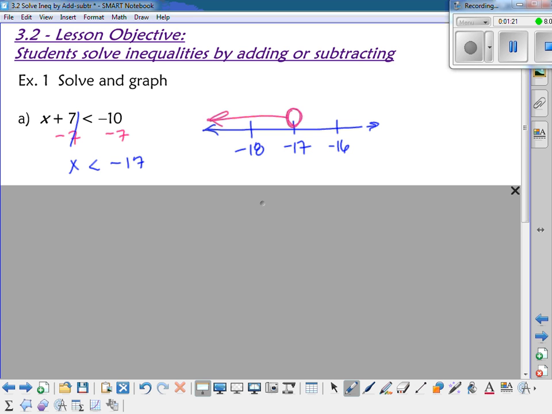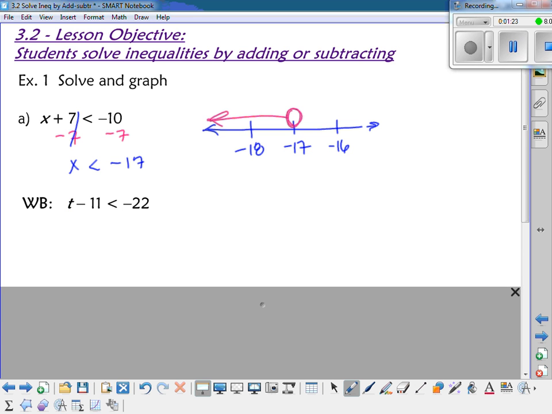All right, on your whiteboard or at home on a piece of scratch paper, however you want to do it, I want you to try this next problem on your own. t minus 11 is less than negative 22. So solve it and graph it. Pause the video now.